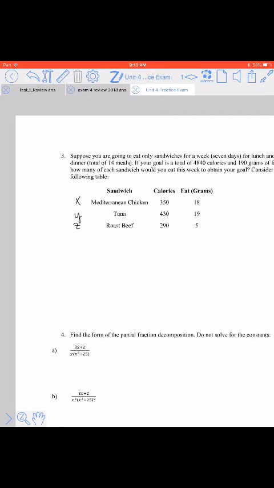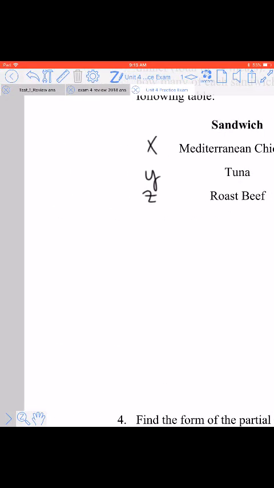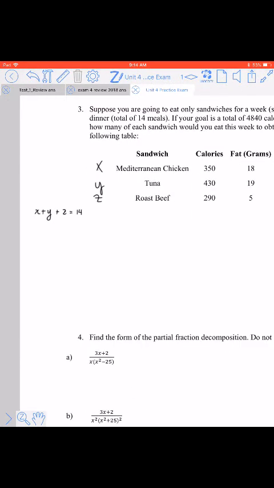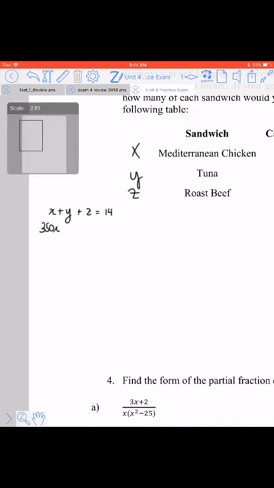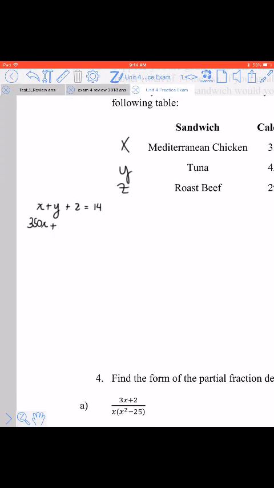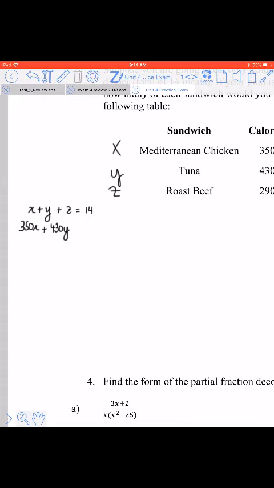Now there's 7 days, you're going to have 2 sandwiches a day, so that's 14 total sandwiches. So if we say the number of Mediterranean plus the number of tuna plus the number of roast beef, together that's going to equal 14 sandwiches. Now for the calories, a Mediterranean chicken has 350 calories. Tuna is 430, must be the mayonnaise, and then roast beef is 290.